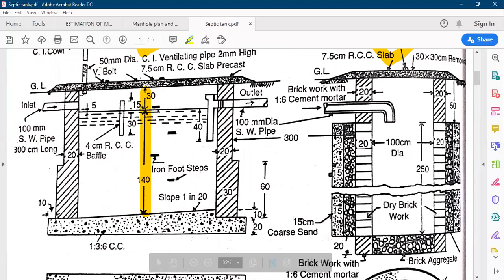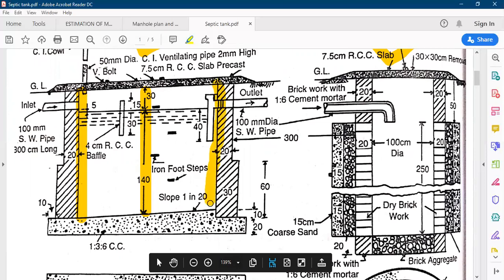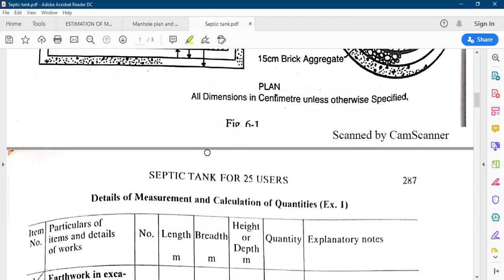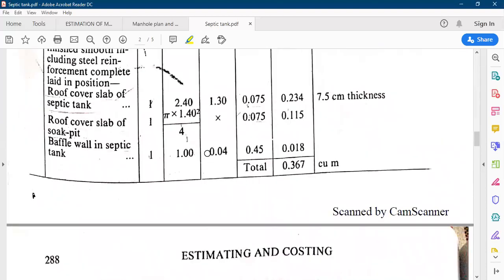We cannot take this total height, as it will become more than 170. Similarly, we cannot take this height, as it will become less than 170. That is why the average height, that is 170, is taken for the plastering area calculation, that is the total plastering taken in square meters, right?